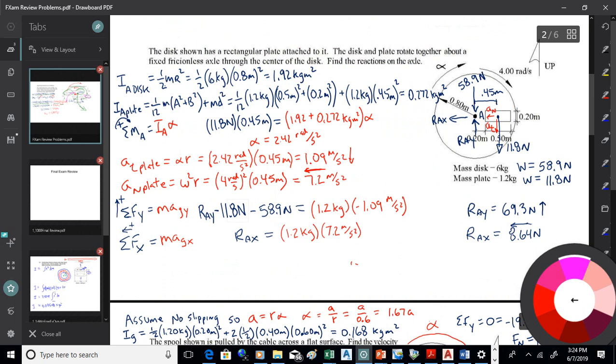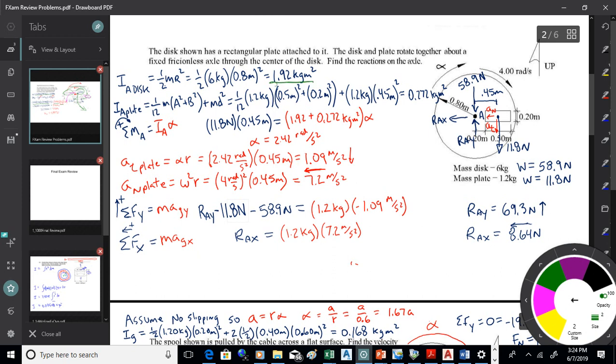Okay, this next one's a little bit involved. Obviously, this is a disk with a rectangular plate attached to it. The disk and plate rotate together, so the plate's attached to the disk. They rotate together about a fixed frictionless axle through the center of the disk. So that's fixed axis rotation. Find the reactions. Okay, so this follows a fairly typical pattern on this stuff.